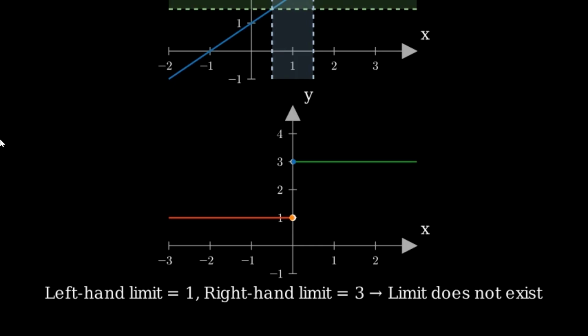Finally, infinite limits. Consider y equals 1 over x minus 2. As x approaches 2 from the left, the y values dive down to negative infinity. As x approaches 2 from the right, the y values shoot up to positive infinity. We say the limit is infinite near the vertical asymptote x equals 2.